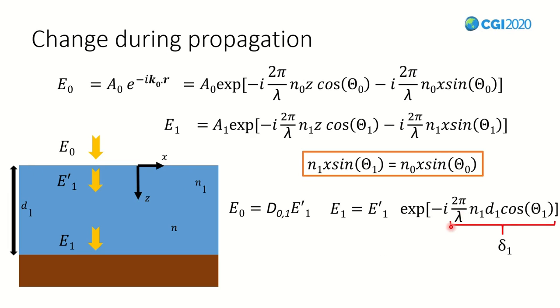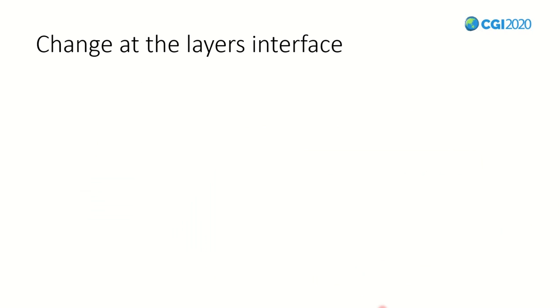And if we write down this quantity right here, delta 1, we can write down E0 equals du. So our operation that translates what's happening at the interface times a delay right here times d1. So now that we have expressed what's happening during the propagation, let's try to see what's happening at the interface.